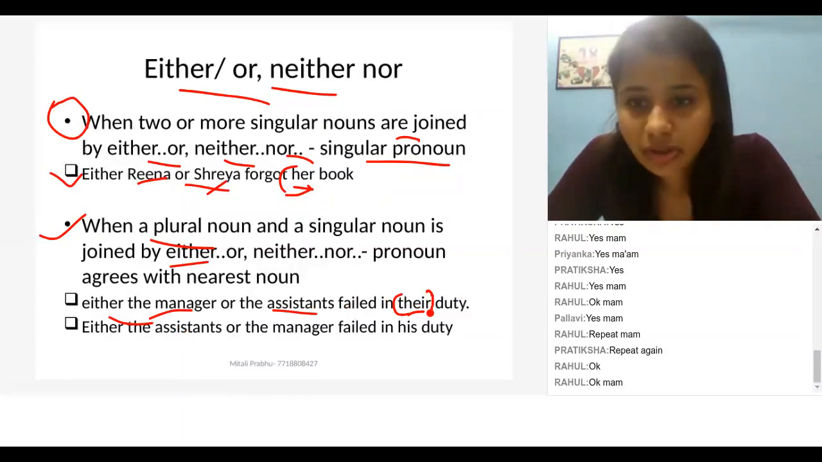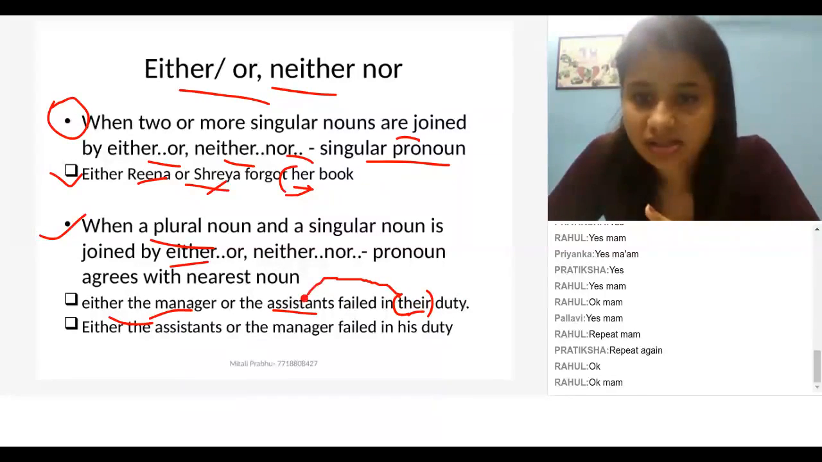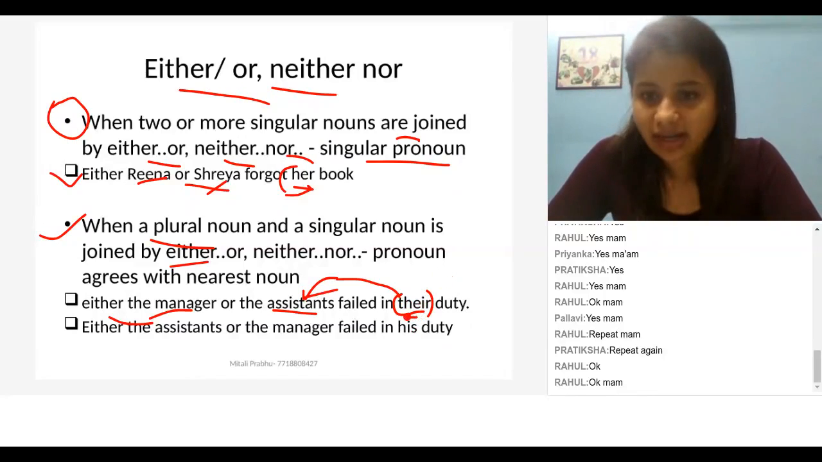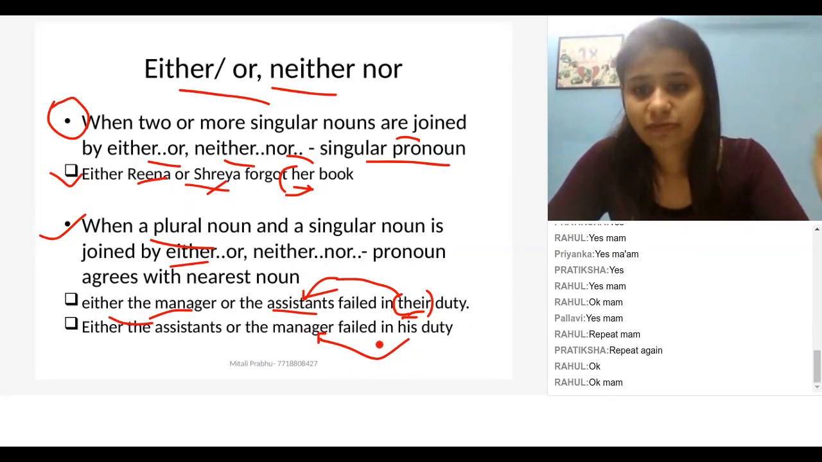What you use is what is closest. Now you have to place the pronoun here. What is the closest to the pronoun? In the first case, the closest is assistants, so you will place "their" there. In the second case, the closest is manager. In the sentence, the noun that comes directly before the pronoun is the closest one. So you will use "his".